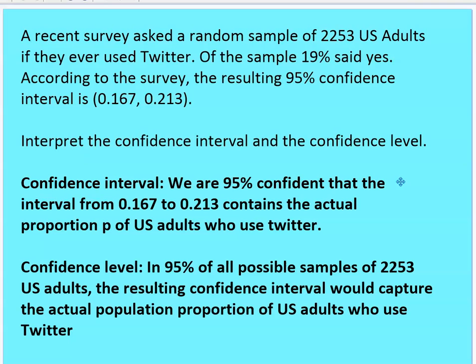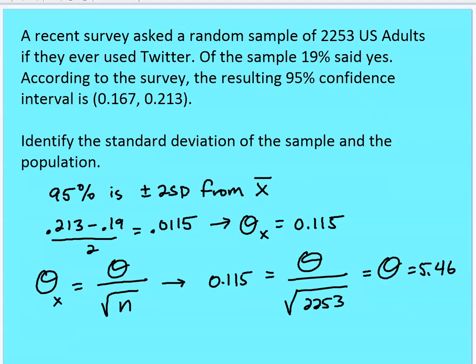All right, so if we sample 2,253 US adults 100 times, then we know that 95% of them would contain the actual population proportion of US adults who use Twitter. Right, so we need to make those statements properly for confidence interval and confidence level. All right, so identify the standard deviation of the sample and the population.